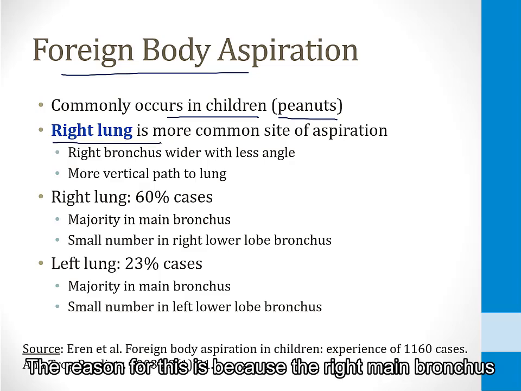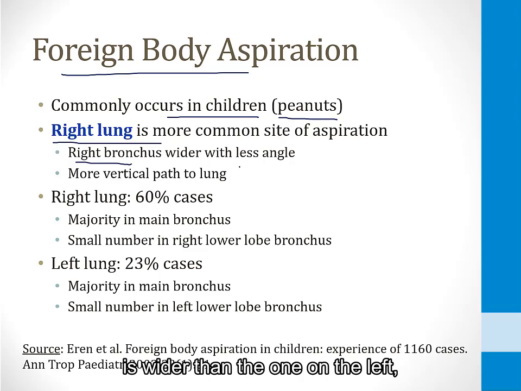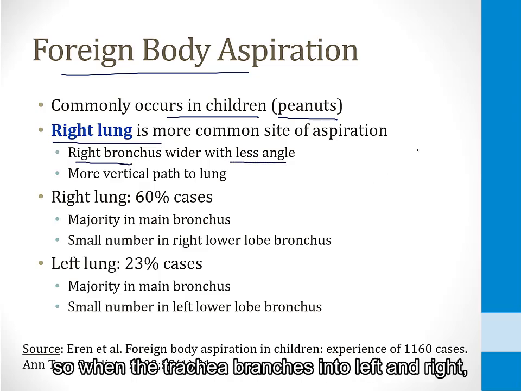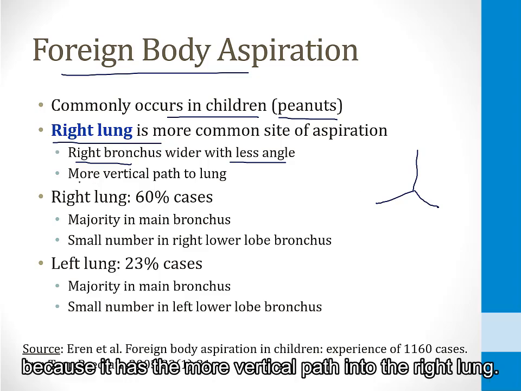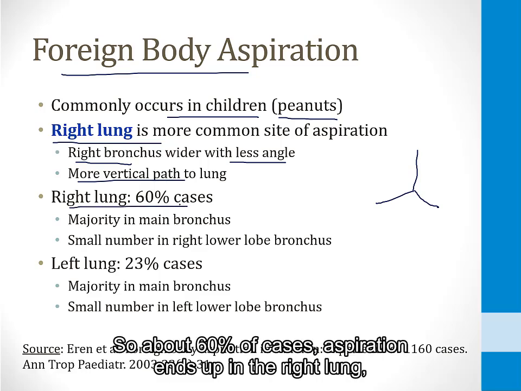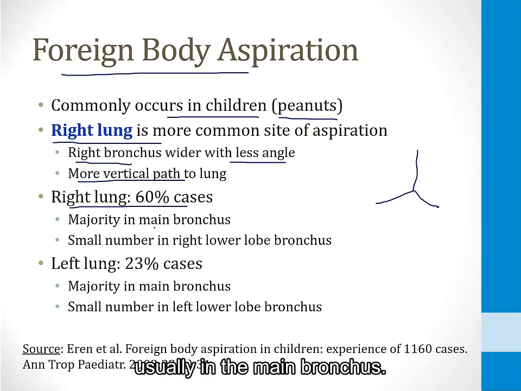right lung. The reason for this is because the right main bronchus is wider than the one on the left, and also it's got less of an angle. So when the trachea branches into left and right, the angle is less going into the right, and that's where an aspirated object is most likely to end up because it has the more vertical path into the right lung. So about 60% of cases, aspiration ends up in the right lung, usually in the main bronchus.